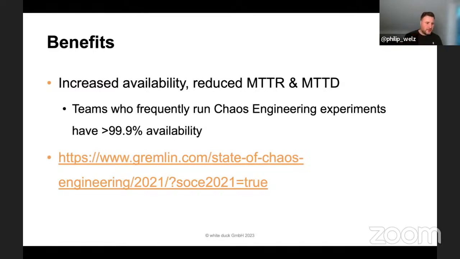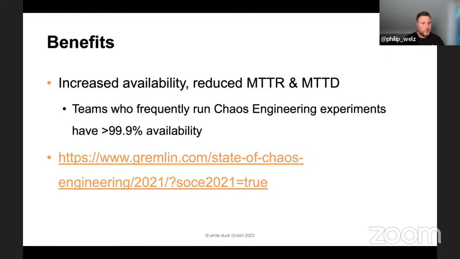When you look at the state of chaos engineering, I think it's from 2021, from Gremlin. I think there was no version for 2022, so I took this one. The top three benefits teams reported are increased availability of services, reduced MTTR, mean time to repair, and also, really important, reduced mean time to detection of a fault, error, or issue.